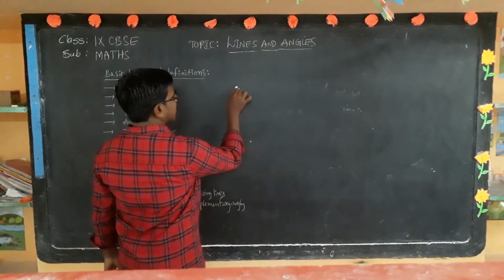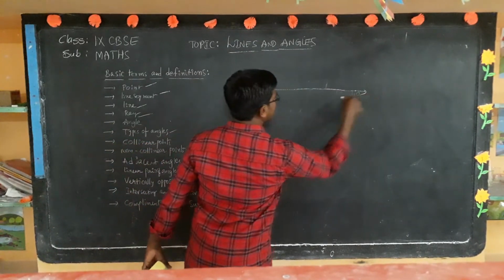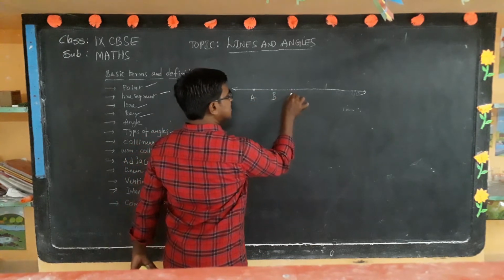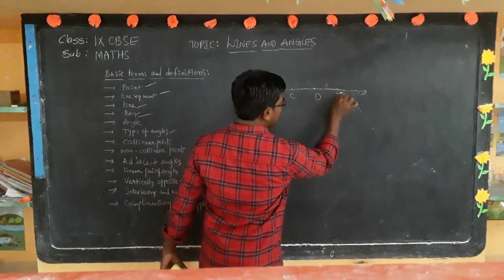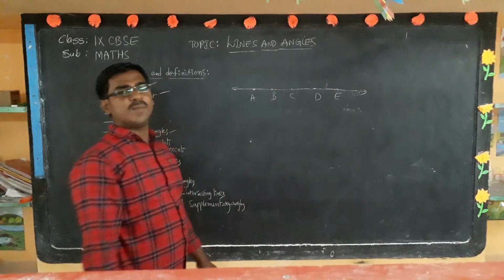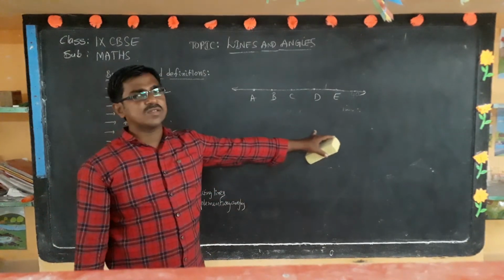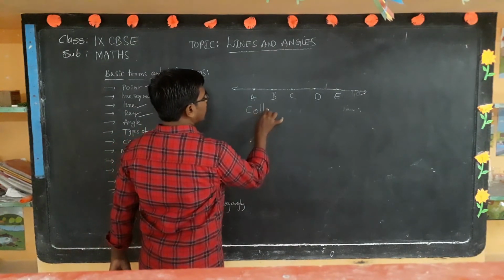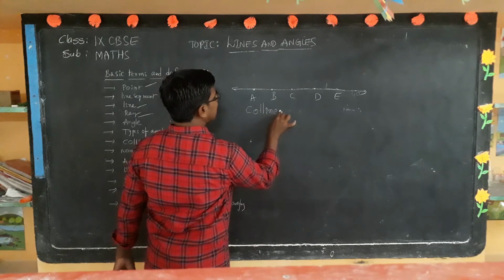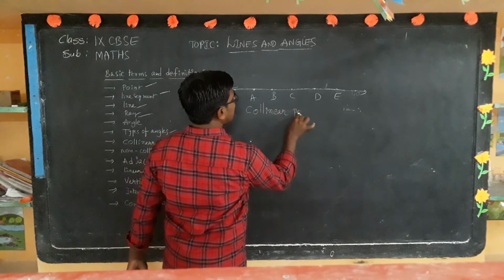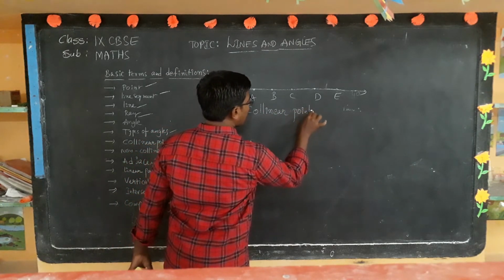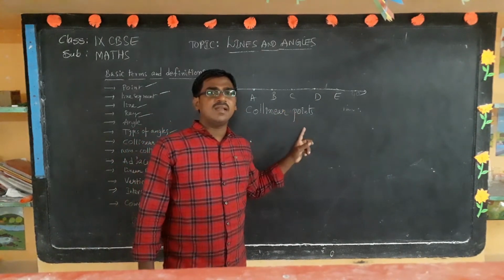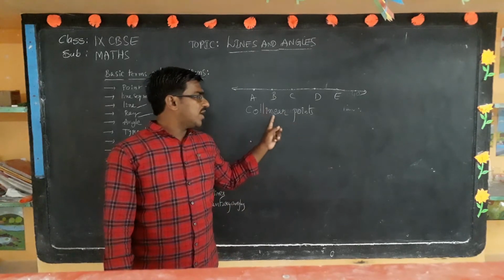Next, if you take a line, and on that line the points A, B, C, D, E are lying on the same line, those points are called collinear points. The points which are lying on the same line are called collinear points.